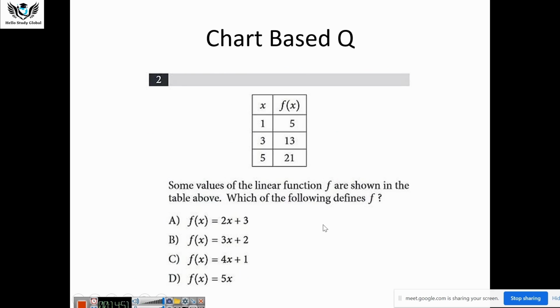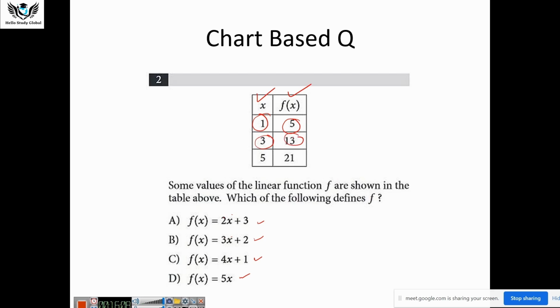Okay, another question based on a chart. So the values of input and output are given, and see which equation the chart corresponds to. So at x is equal to 1, the value of the function should be 5. If you put x is equal to 1, 2 into 1 is 2 plus 3, 5. So yes, this gives 3 into 1, 3 plus 2, 5. 4 into 1, 4 plus 1, 5, and 5 into 1. So yeah, all of the answers work.